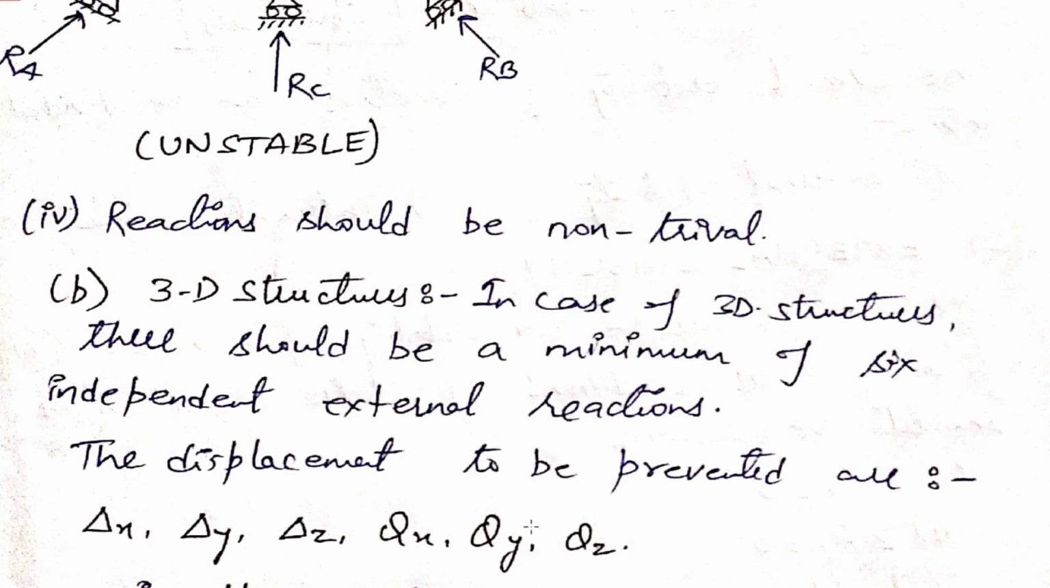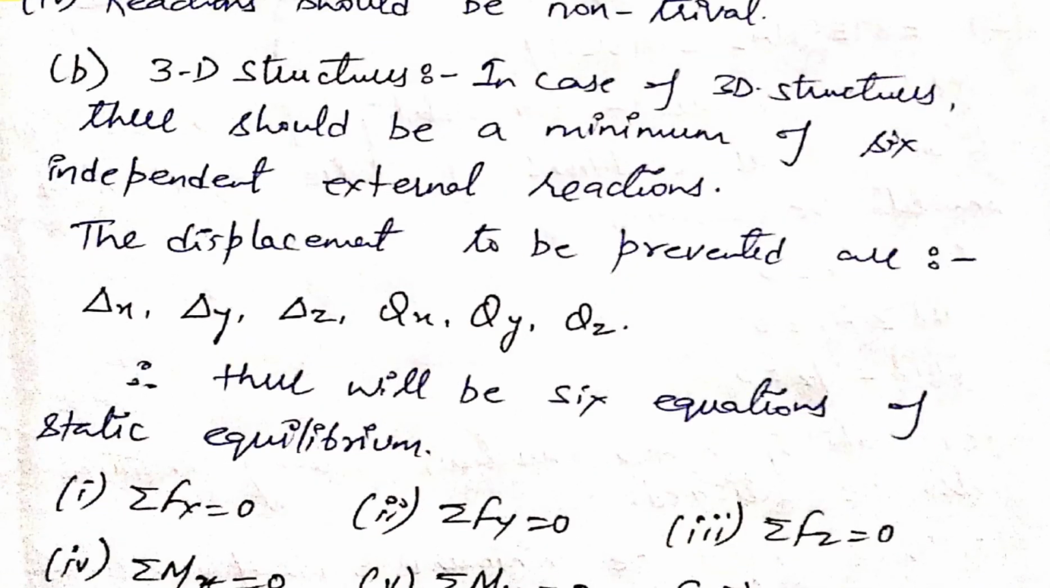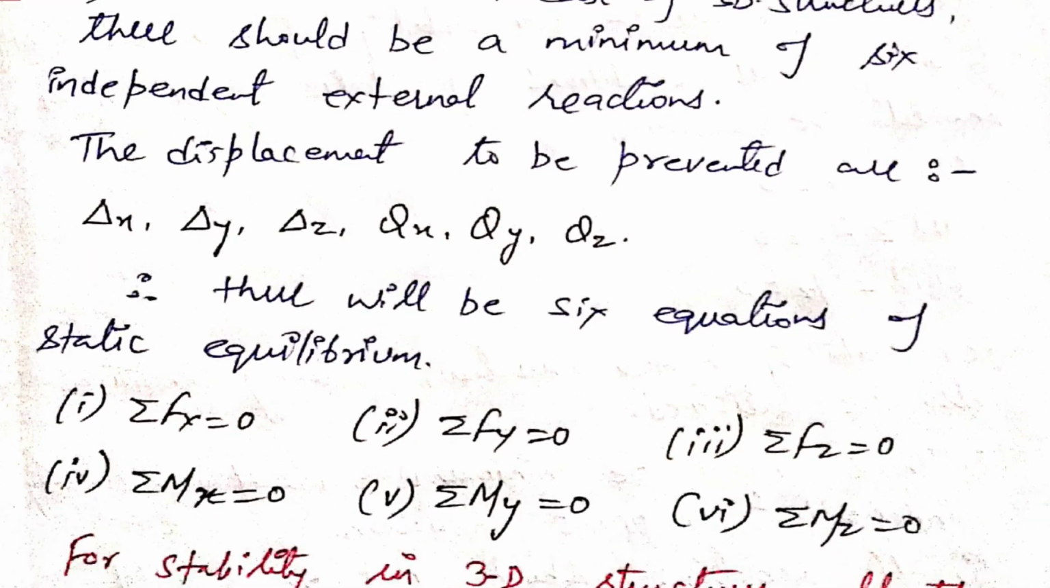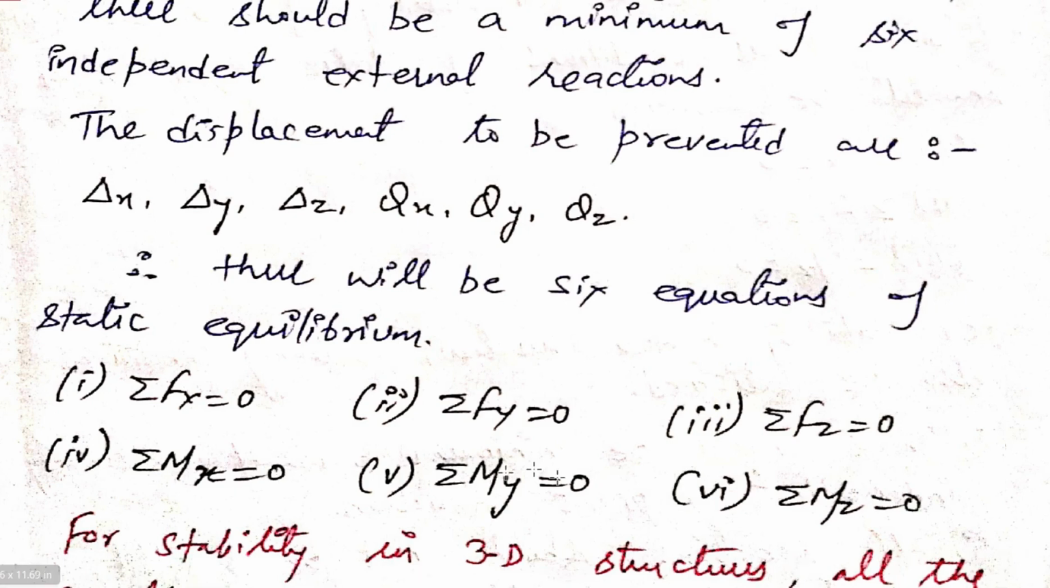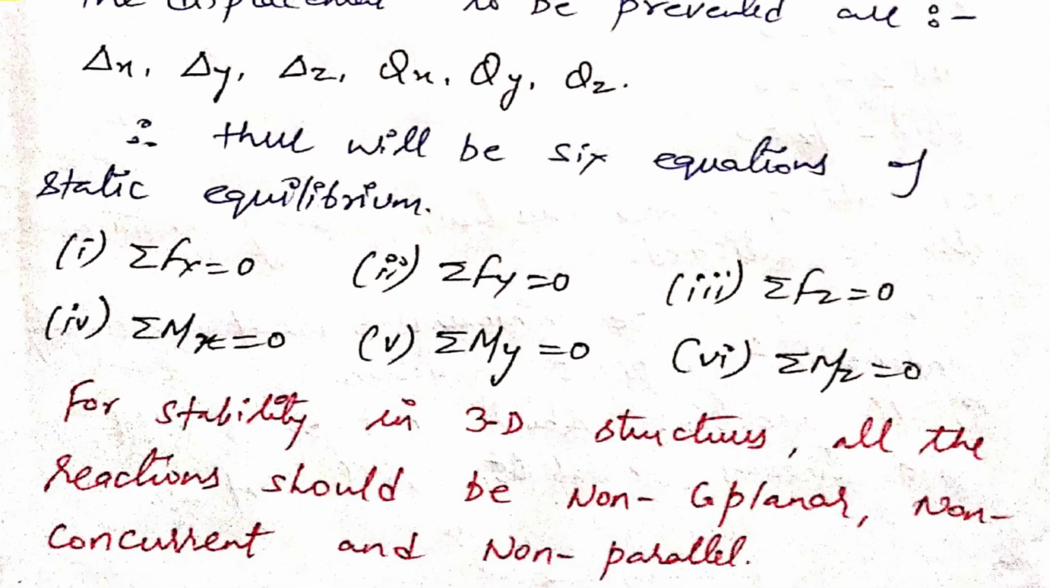Therefore, there will be six equations of static equilibrium: summation of Fx is equal to 0, summation of Fy is equal to 0, summation of Fz is equal to 0, and summation of Mx, My, and Mz is equal to 0 for stability of 3D structures. Also, for stability in 3D structures, all the reactions should be non-coplanar, non-concurrent, and non-parallel.